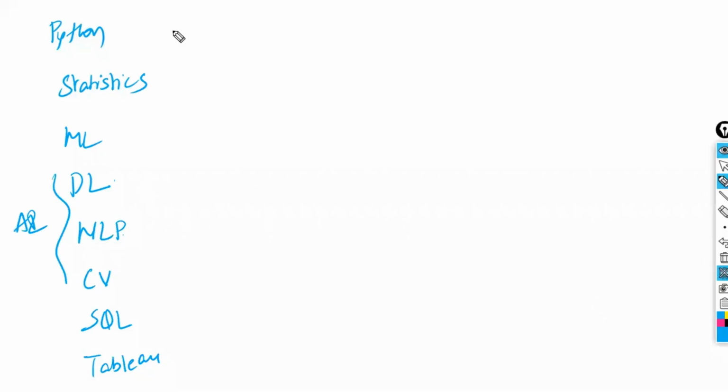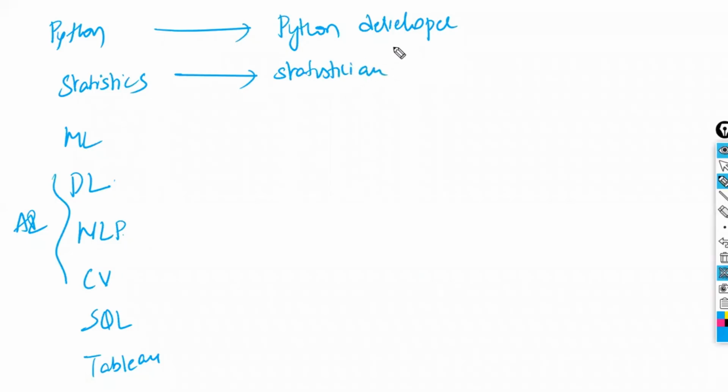If you know only Python, you are called a Python developer. If you know only statistics, you are called a statistician. In the IT industry, you are called a stats modeler. A stats modeler works only on statistics. If you know ML, you are called an ML engineer.